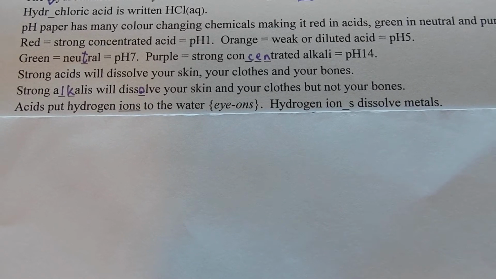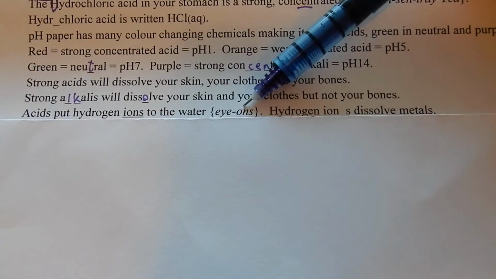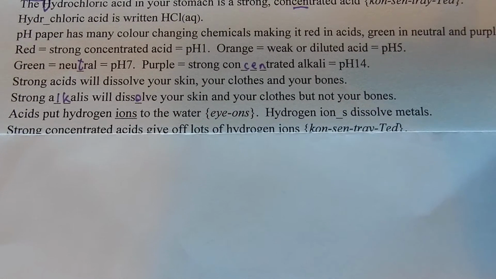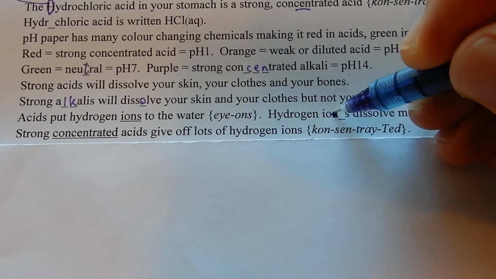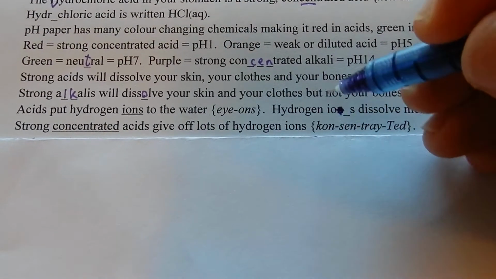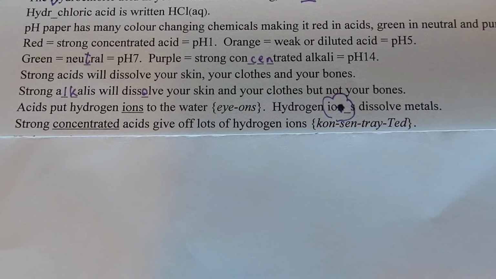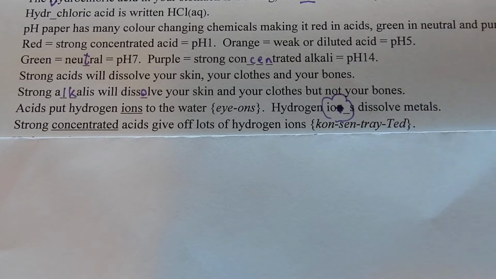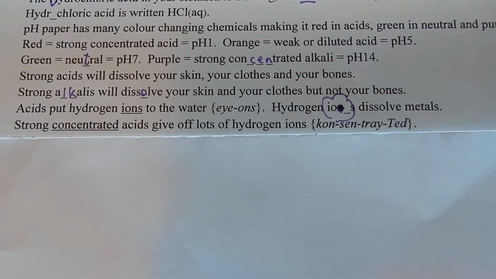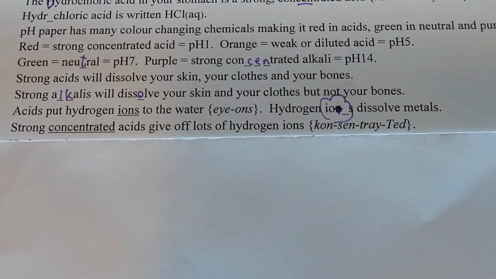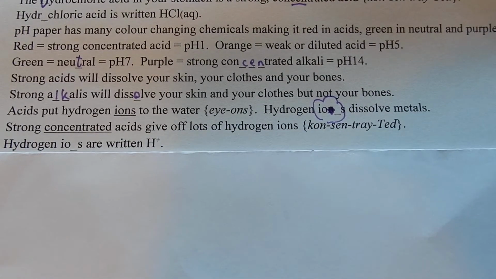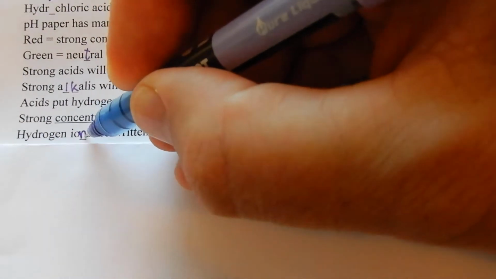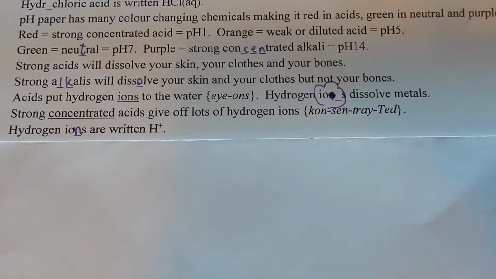Acids put hydrogen ions into water. Hydrogen ions dissolve metals. Strong concentrated acids give off lots of hydrogen ions. Concentrated: not much water in there, lots and lots of acid dissolved in not much water. Hydrogen ions are written H plus ions.